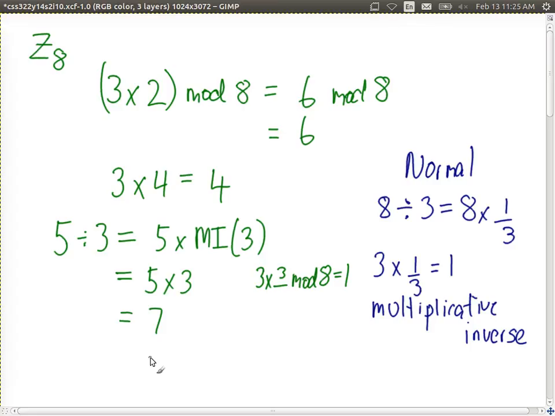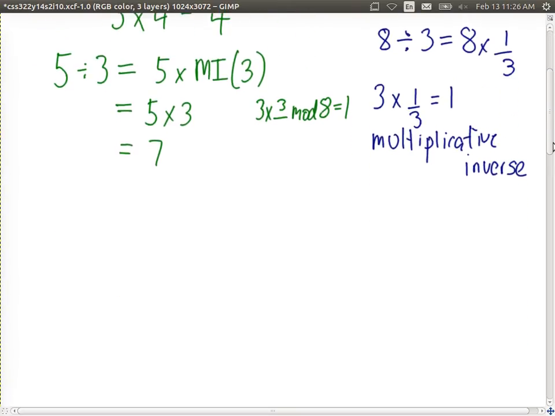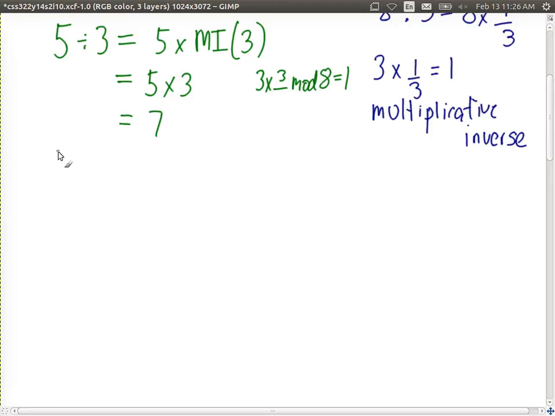5 divided by 3 is 5 times the multiplicative inverse of 3. What is that? 3 times something, mod 8 equals 1. Well, 3 times 3, mod 8 equals 1. So, in fact, it's its own multiplicative inverse. 5 times 3, all mod 8, gives us 7. Try that one.